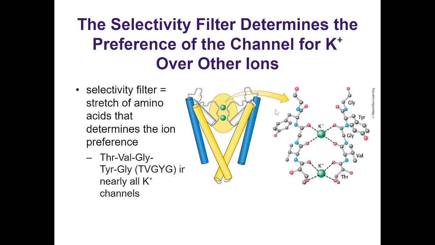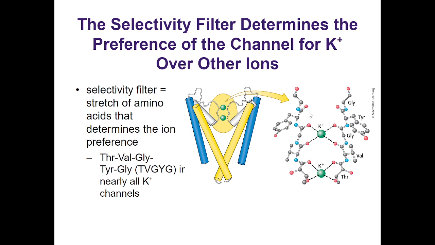So again, this is your selectivity filter, and that's that stretch of amino acids that's going to determine your ion preference. And again, that's that contracted portion that thins down. At that part, if you had anything that's significantly larger or smaller in atomic radius for that ion, it's not going to be able to fit through, right? Okay, and again, that's that stretch of amino acids that'll determine the ion preference. In this case, that stretch is TVGYG. And that's actually true for basically all potassium channels. They all tend to have that exact same stretch, okay?